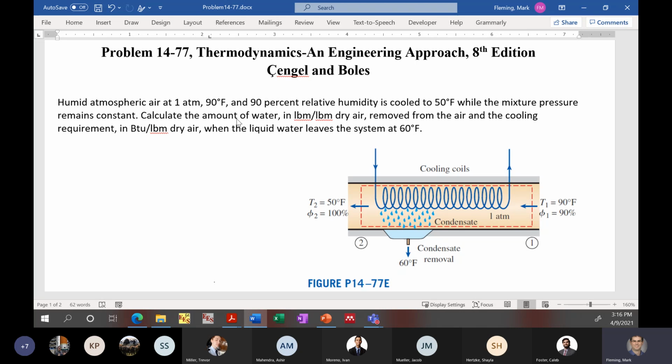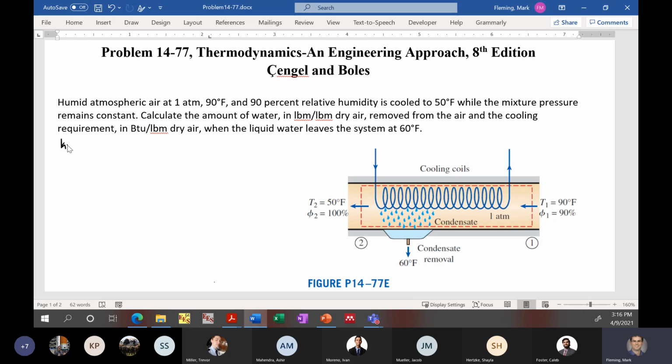We're asked to calculate the amount of water in pound mass per pound mass of dry air, and we're also asked to calculate the water vapor that condenses, so that would be pound mass of water per pound mass of dry air that condenses. And then we're also asked to calculate how much heat we have to pull out of the air during this process, and that will be done on a per unit mass basis. And so that is what we're going to be looking for. We're given one last piece of information here, and that is that the liquid water is going to be leaving the system at 60 degrees Fahrenheit. So let's go ahead and get started.